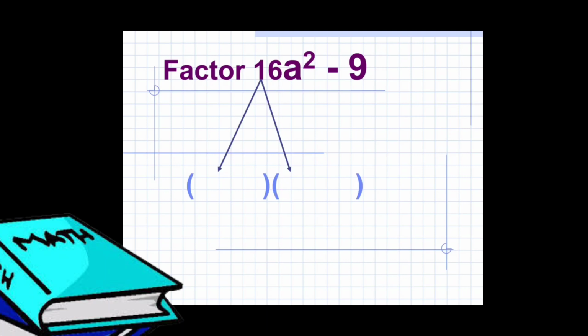For our second example, let's factor 16a squared minus 9. So first, let's find the square roots of the two terms that are perfect squares. The square root of 16a squared is 4a, and the square root of 9 is 3. Then write the factorization as the sum and difference of the square roots. So the answer is 4a plus 3 times the quantity of 4a minus 3.